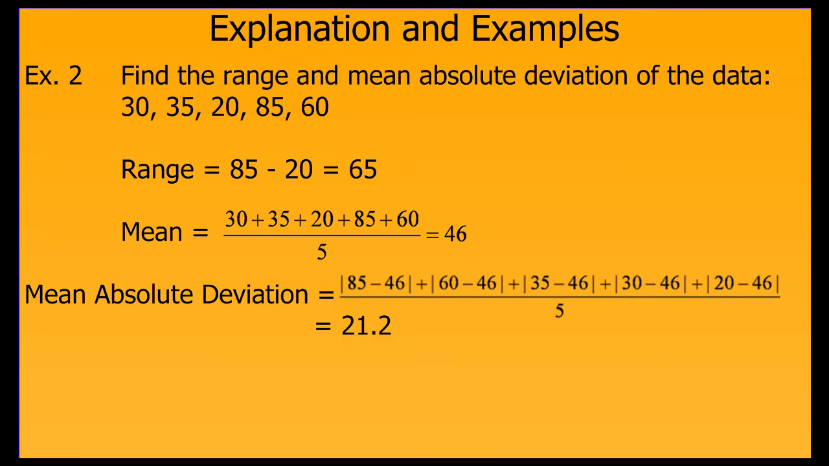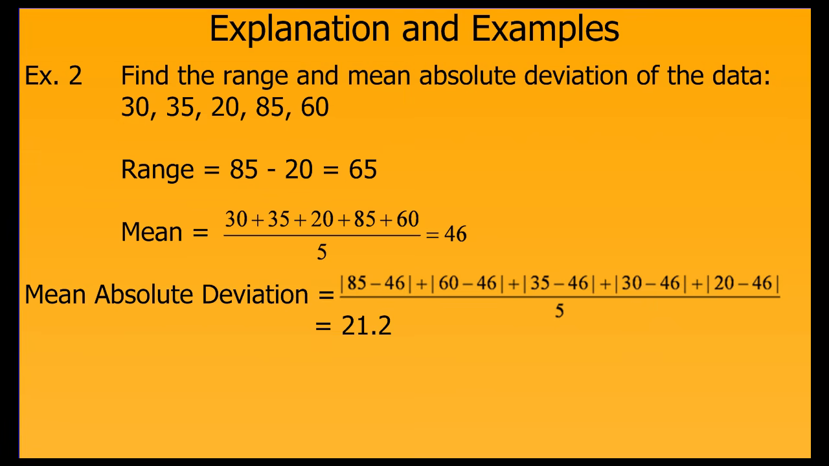Now we can use our formula for mean absolute deviation. We take each data value, subtract the mean that we just found, and take the absolute value of that. Then we add all those up, divide by the total number of items, which in this case is 5. So for this problem, we start with 85 minus my mean of 46, which gives us 39. The absolute value of 39 is still 39. Then we do that again with each value.